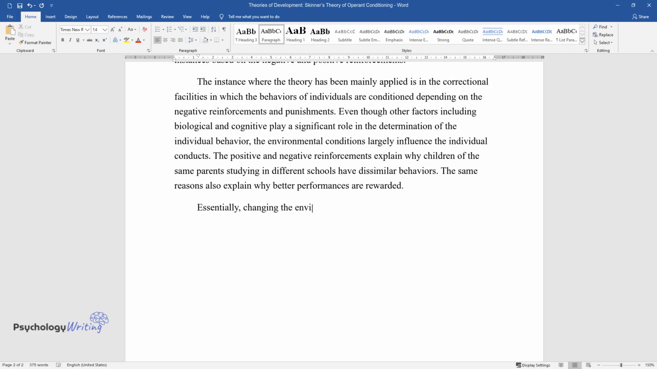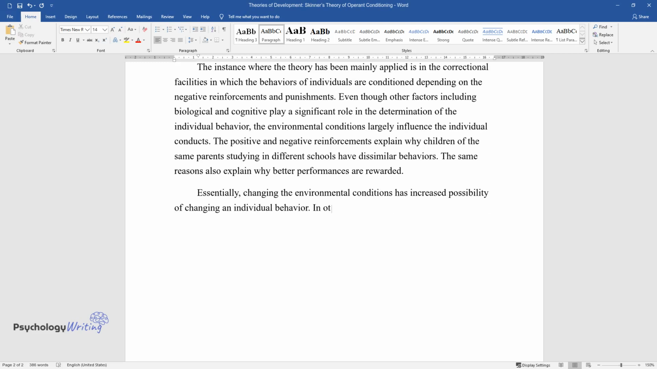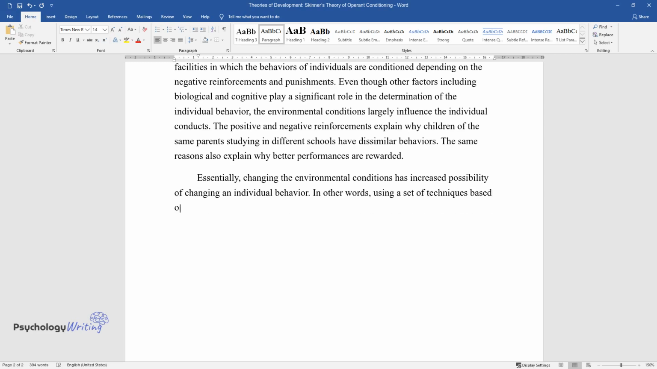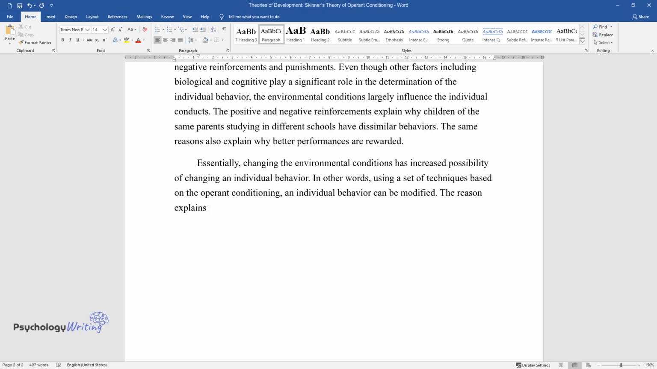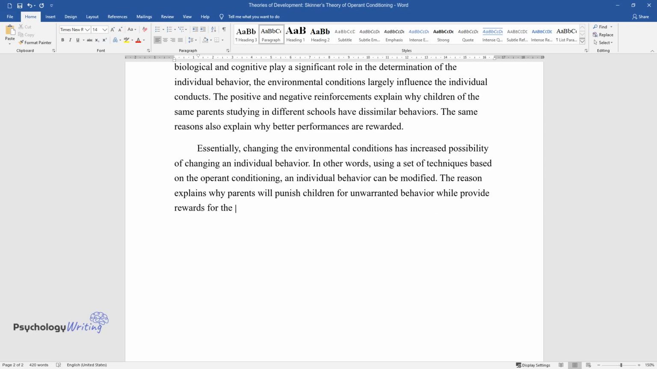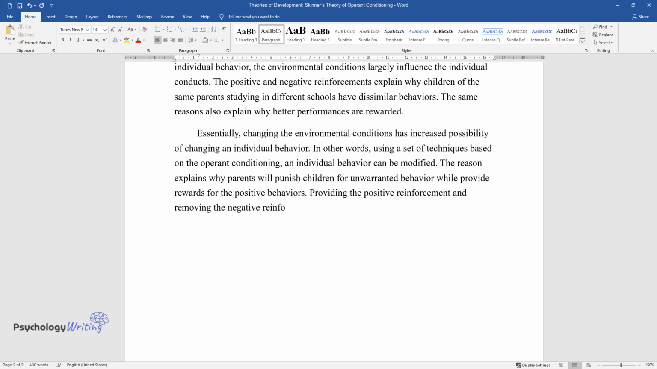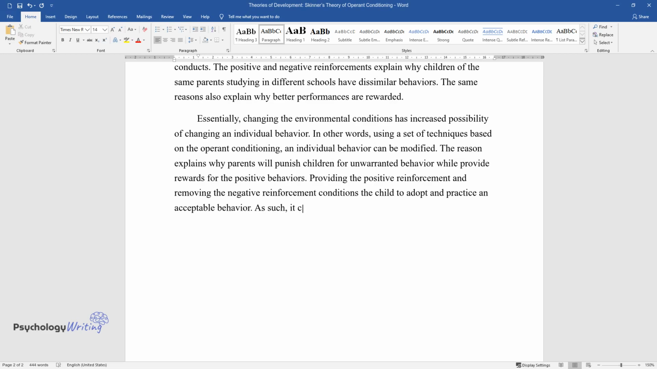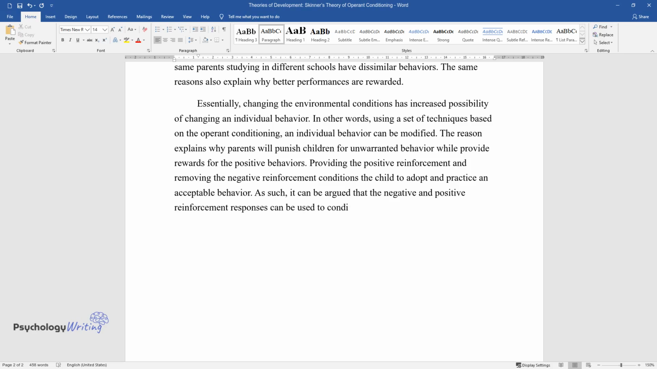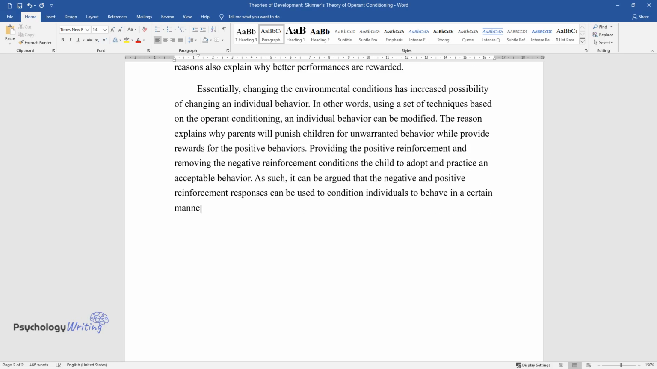Essentially, changing the environmental conditions increases the possibility of changing an individual's behavior. In other words, using a set of techniques based on operant conditioning, an individual's behavior can be modified. The reason explains why parents will punish children for unwarranted behavior while providing rewards for positive behaviors. Providing positive reinforcement and removing negative reinforcement conditions the child to adopt and practice acceptable behavior. As such, it can be argued that negative and positive reinforcement responses can be used to condition individuals to behave in a certain manner.